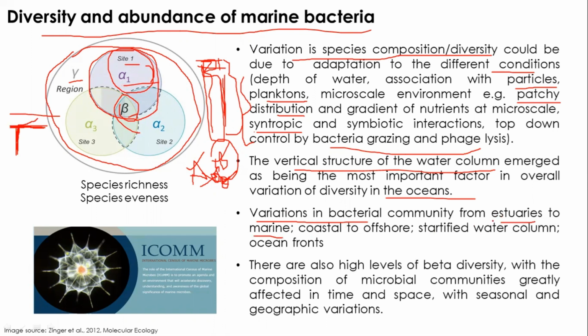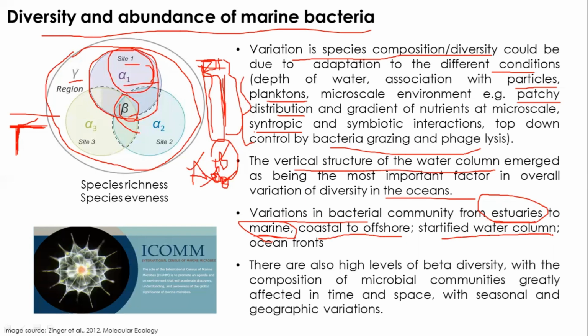So in the estuary you will have the high nutrition content, right? So that defines that it will have more copiotrophic marine bacterial diversity, right? Whereas in the marine, if it is oligotrophic water, then there will be more extreme oligotrophic microbes. Similarly, from coastal to offshore, it's the same as how you can understand estuary to marine, and also in the stratified water column or the ocean front.